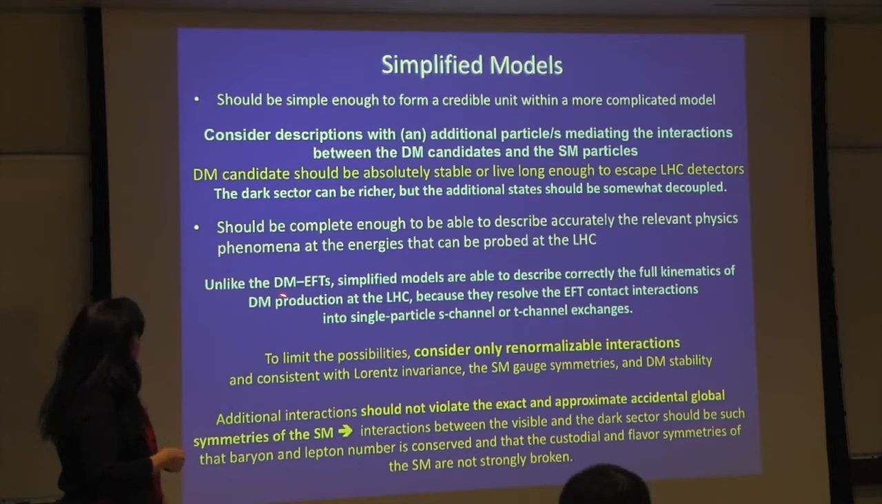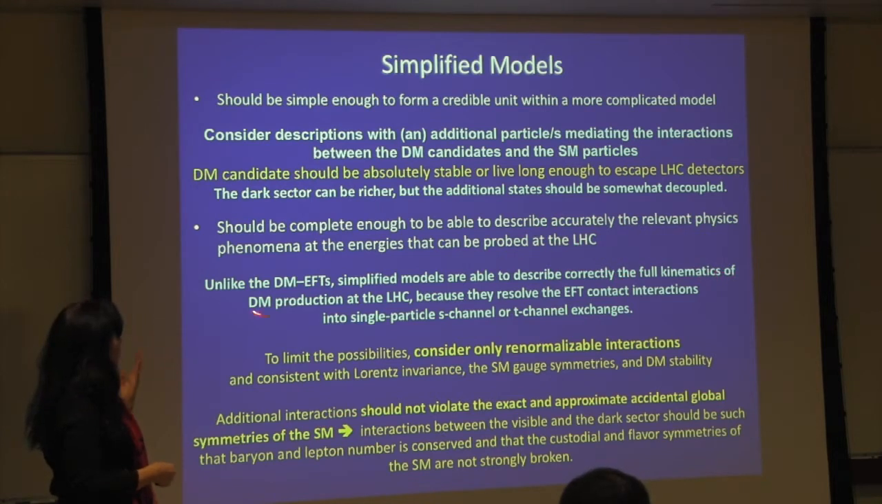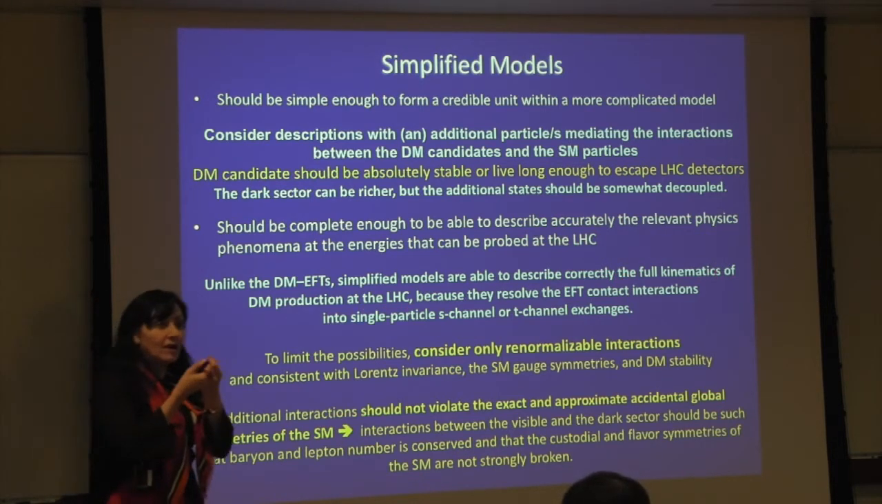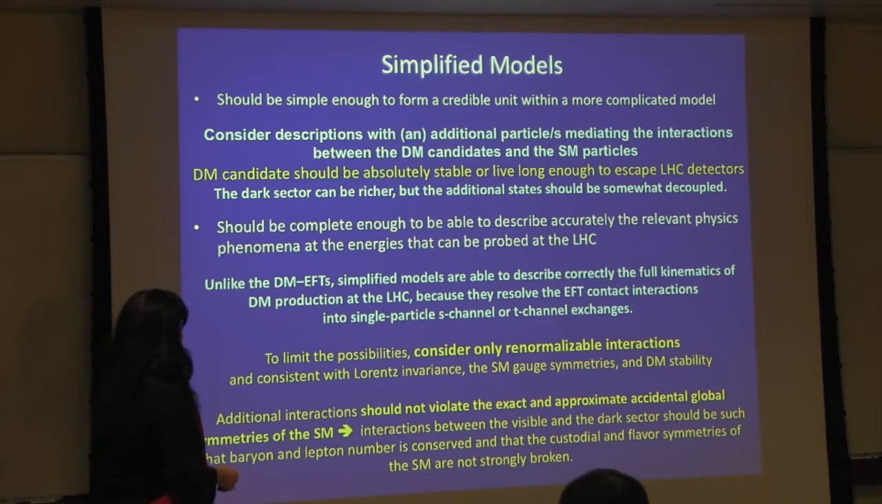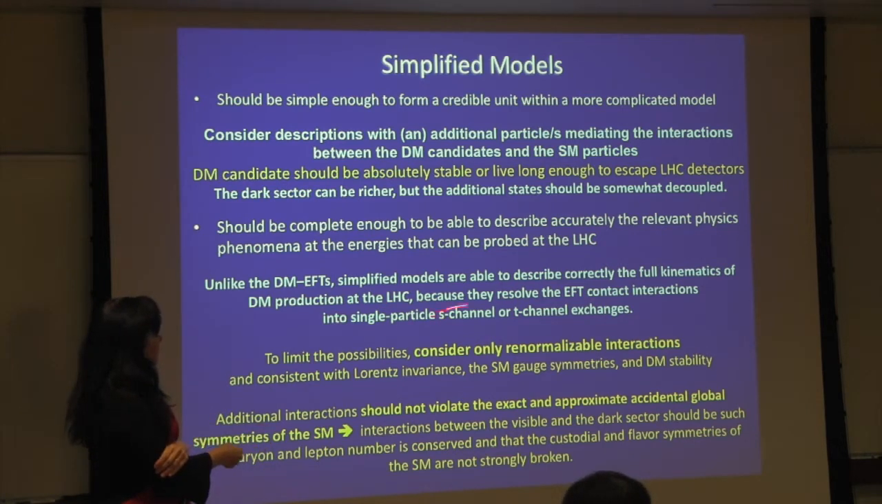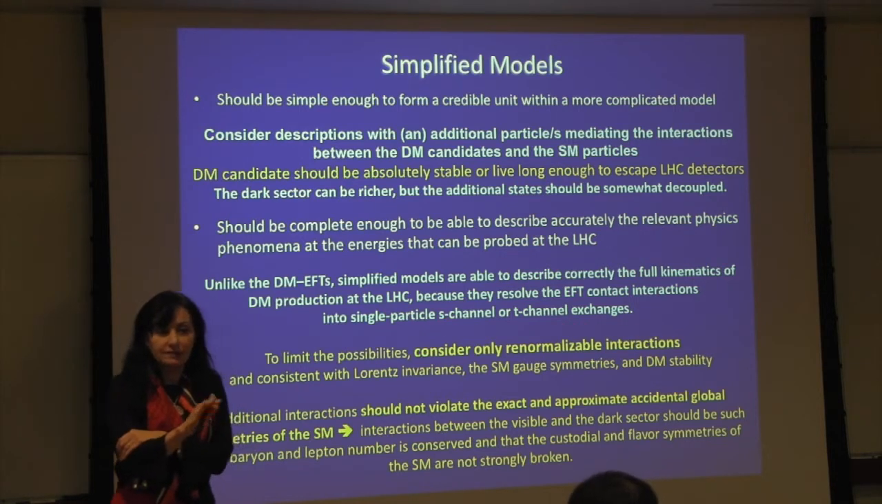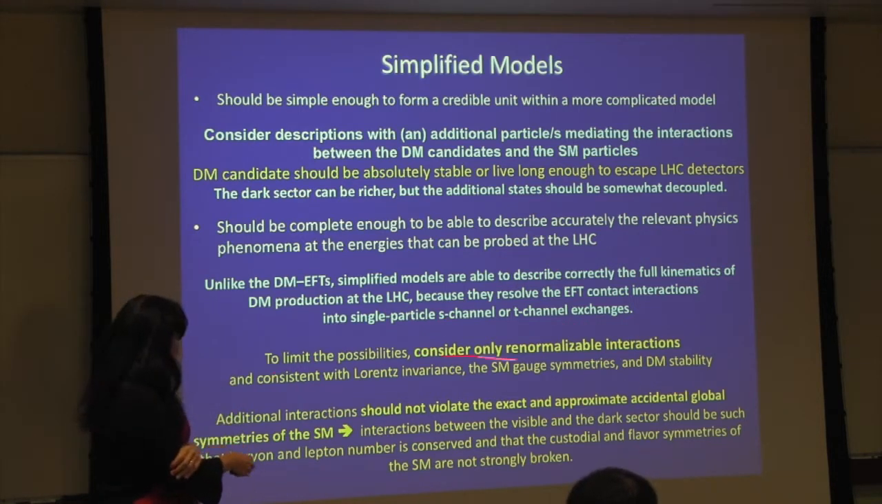The main point is that, unlike these dark matter effective field theories, these simplified models are able to describe correctly the full kinematics of dark matter production at the LHC. It's because you really have these extra particles and the kinematics is directed to these extra particles, for example with single particle S-channel or T-channel exchanges. So this is what we are going to look at for the next few minutes.